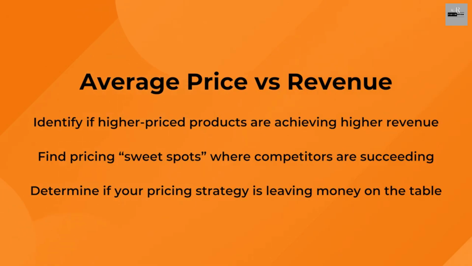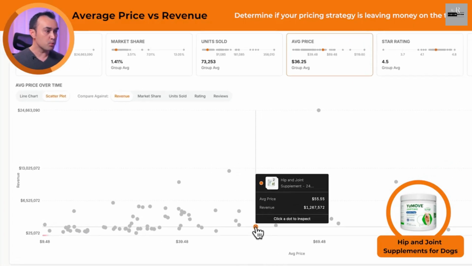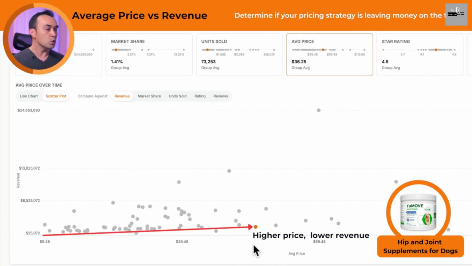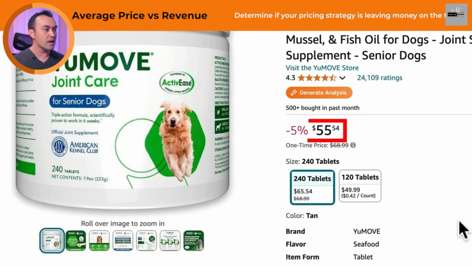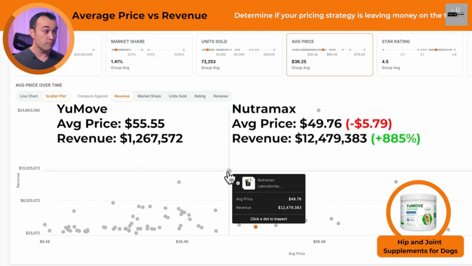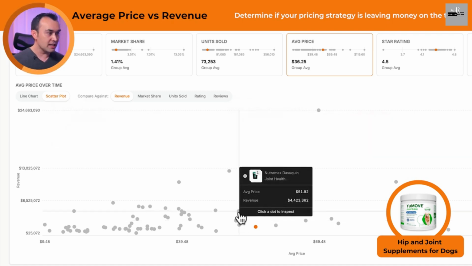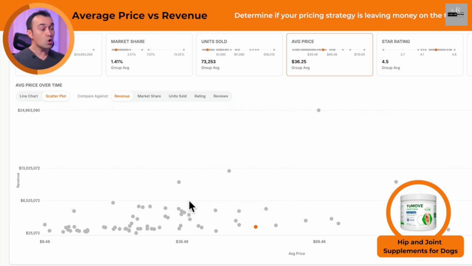Now let's see if any products might be leaving money on the table. So back to our hip and joint supplements, we'll see that our pin product here might just be doing that. We can see a lot of products here that are making more revenue with lower price points. This supplement is from the company You Move, and their higher pricing strategy might actually be holding them back. We can see here that Nutrimax is only $5 cheaper, but generates significantly more revenue. And there are other products here that are doing the same, slightly lower prices, but more revenue. So it could be worth You Move testing different price points to see if they can generate more revenue overall.